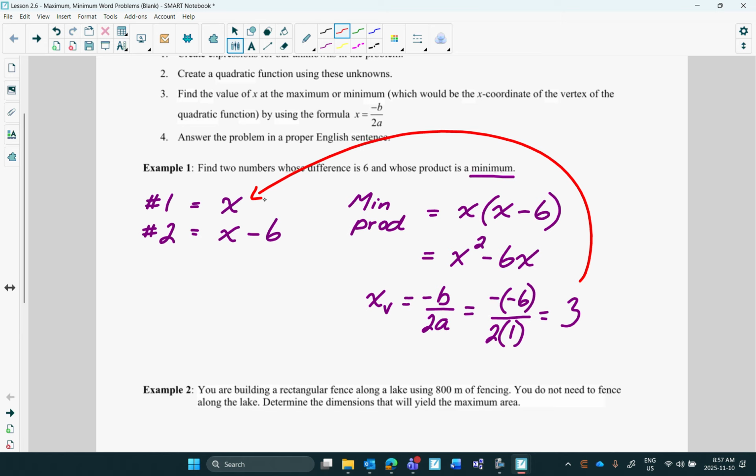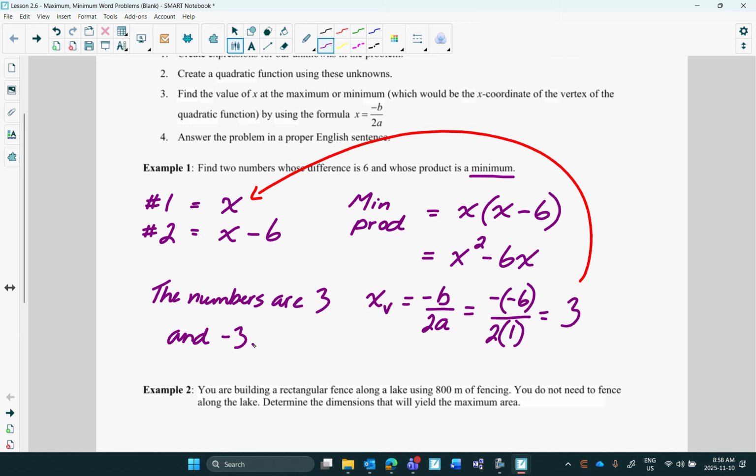How do I find the second number? Plug it in here: 3 minus 6. So I'm ready to write my sentence. The numbers are 3 and 3 minus 6, which is negative 3, which makes sense. Because what's the product of those two? Negative 9. You can't get lower than negative 9.